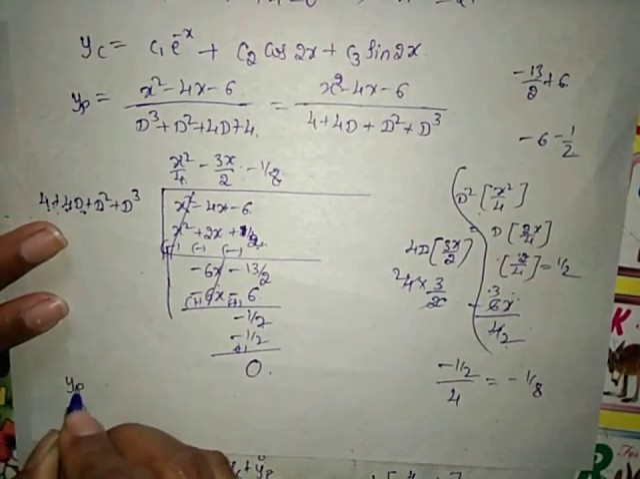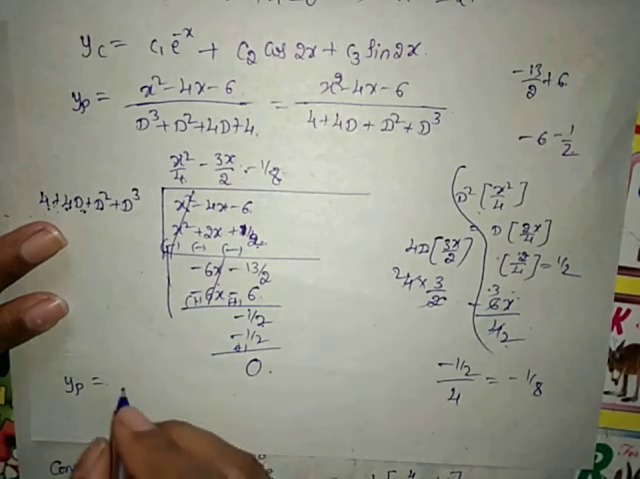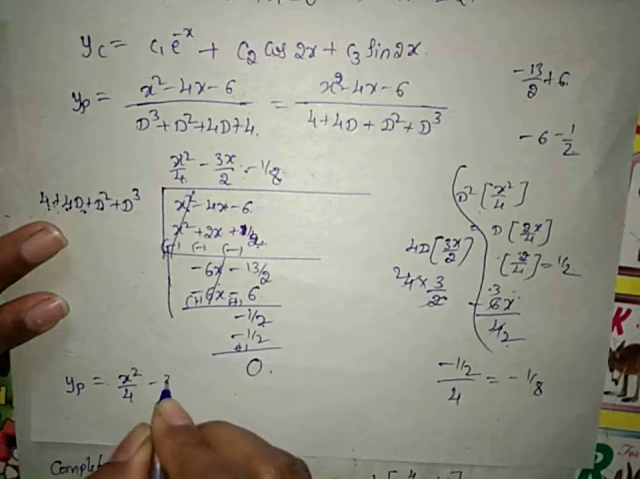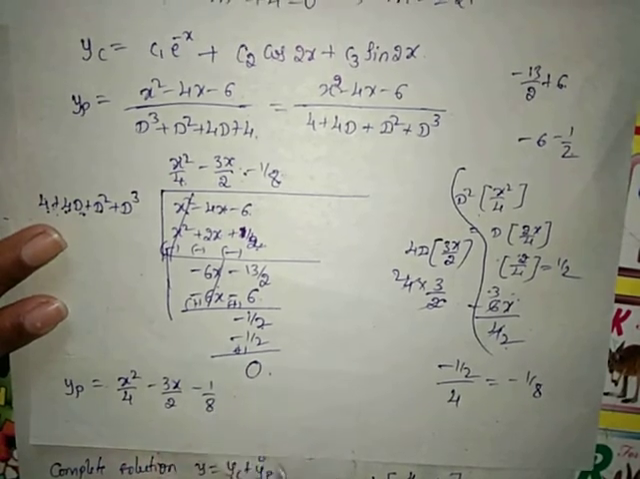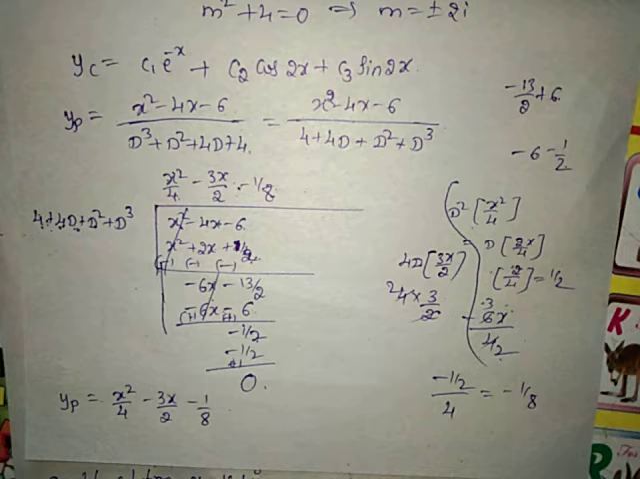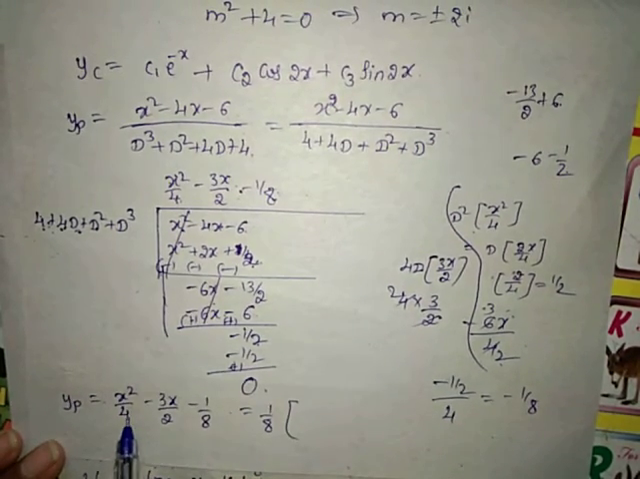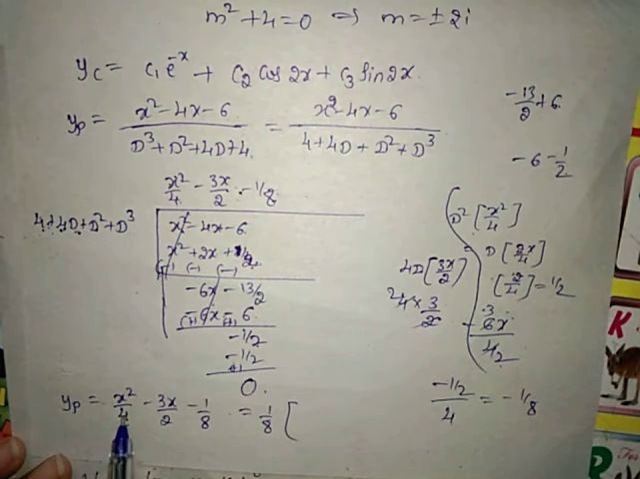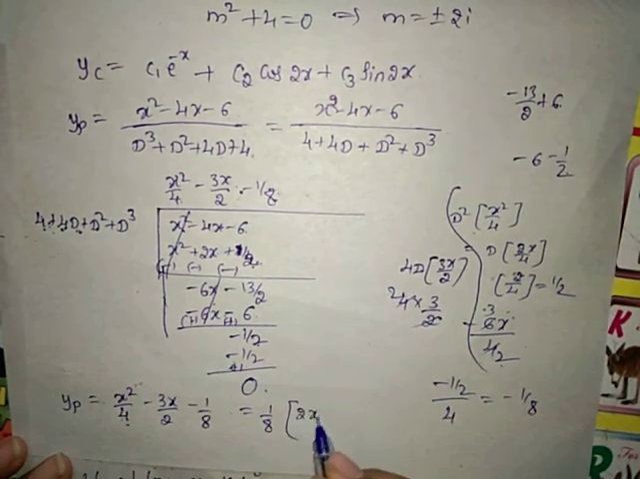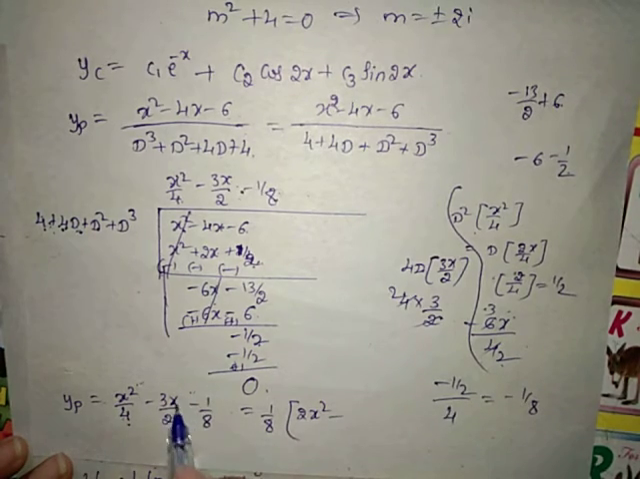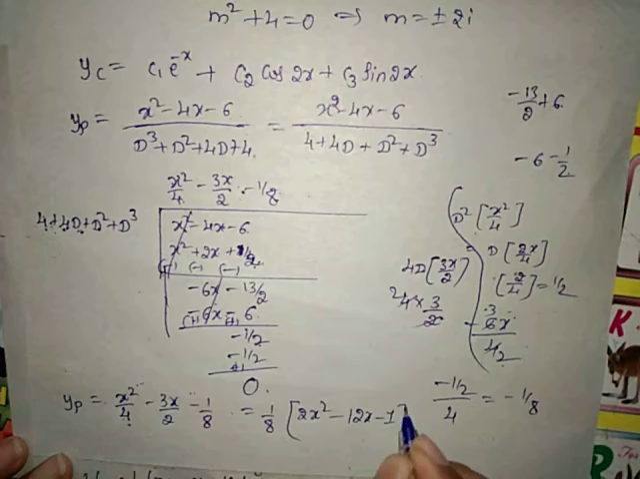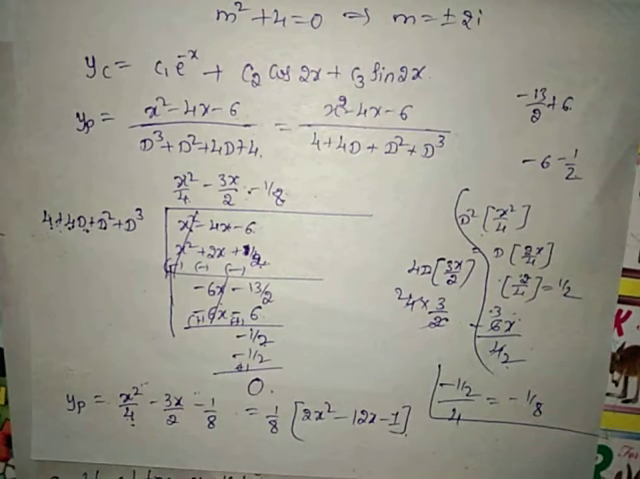So your particular integral, that means your quotient value, is x square divided by 4 minus 3x by 2 minus 1 by 8. So we got the particular integral x square divided by 4 minus 3x by 2 minus 1 by 8. I am taking the 1 by 8 common here. Here it is a 4, so first you have to take the LCM as 8. 4 into 2, 2 into x square. 4 is multiplied here, 4 into 3, 12x, minus 1 is our particular integral.